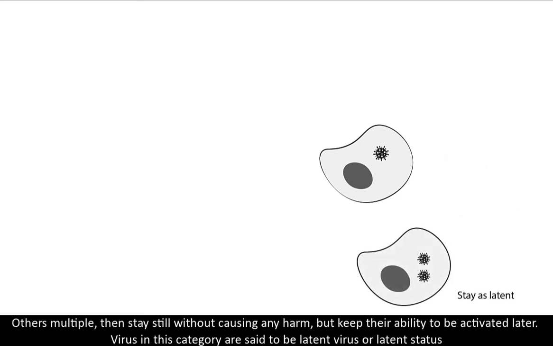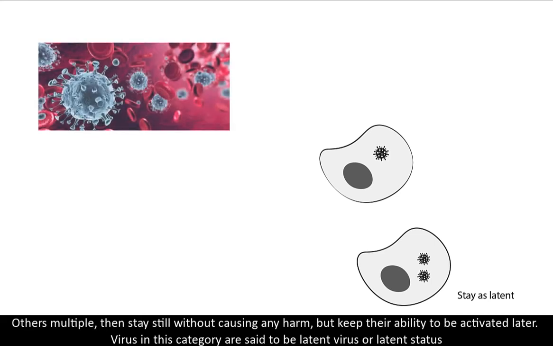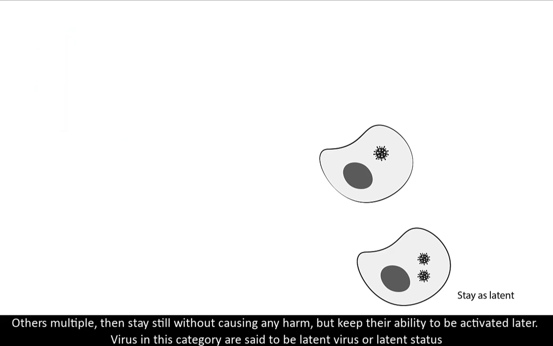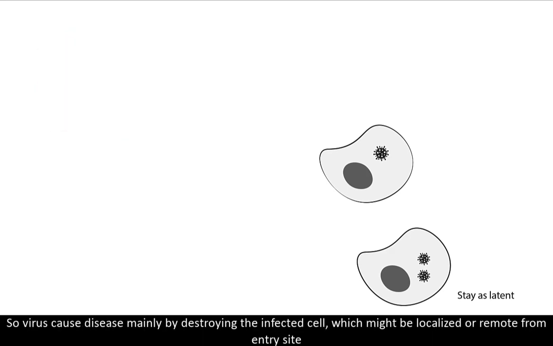Other viruses multiply, then stay still without causing any harm, but keep their ability to be activated later on. In case of low immunity, for example, when a patient develops low immunity, they may reactivate. Viruses in this category are said to be latent viruses or in latent status.